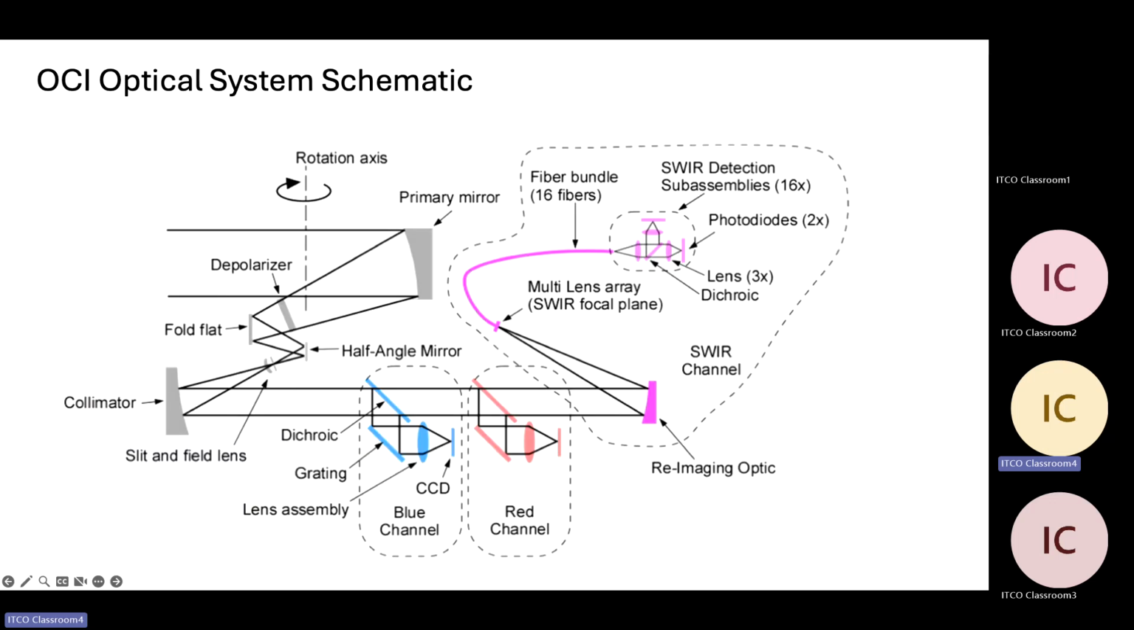Wayne showed this the other day, so I won't go into it too much, but this is what the optics look like at the back. You have a rotating telescope at the front, which sends a signal down to a half angle mirror, which reflects it into the rear optics. It hits a dichroic mirror. All the blue light, from about 340 to 500-something nanometers, goes down into this focal plane, the rest from the red end goes into the red channel, and the shortwave infrared goes to a completely separate subassembly of detectors.